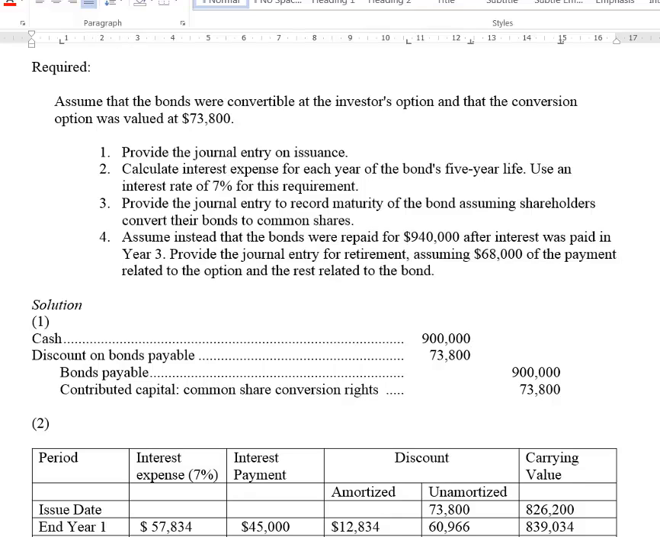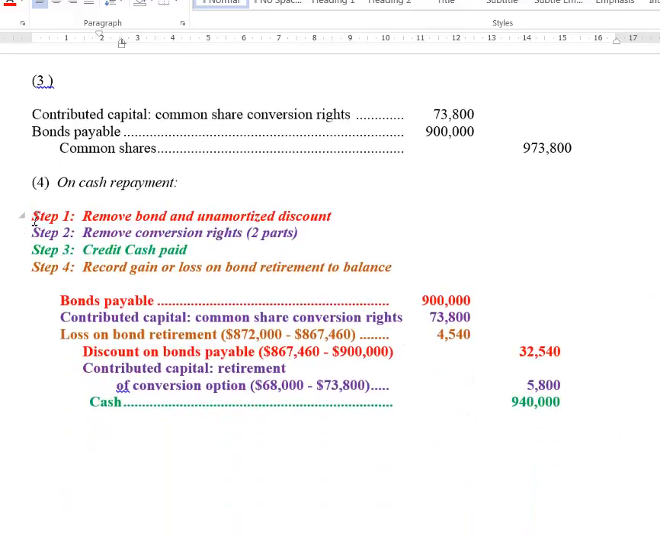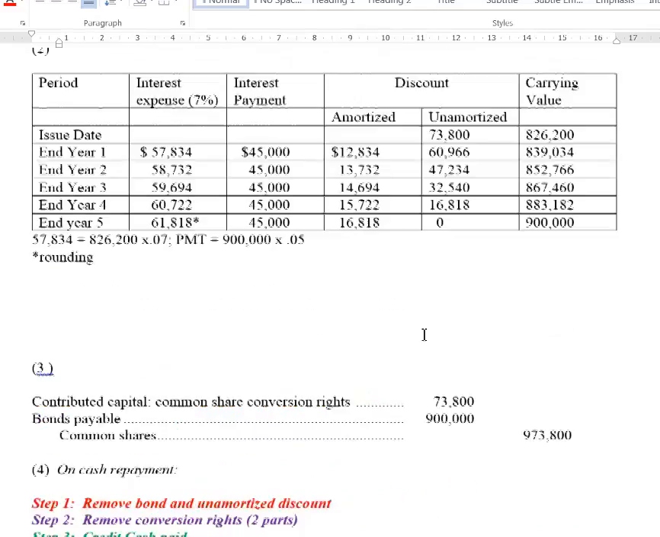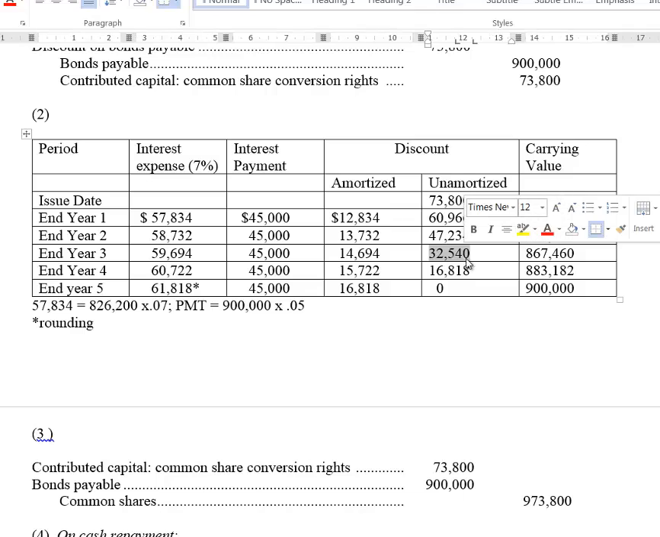We're retiring it before maturity, assuming that $68,000 of this $940,000 related to the option, and the balance of this $940,000 is going to be related to the bond itself. So we need to divide this up into a few steps. Let's remove the bond and any unamortized discount. That's one of the reasons we did the table, because we can see that at the end of year 3, there's a discount of $32,540 that we're not going to be amortizing.